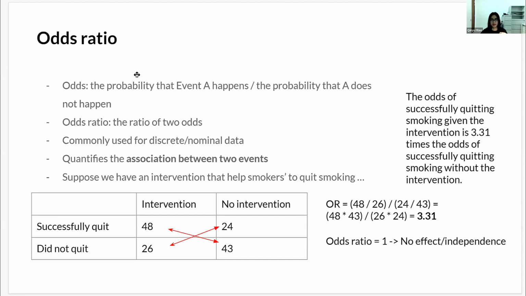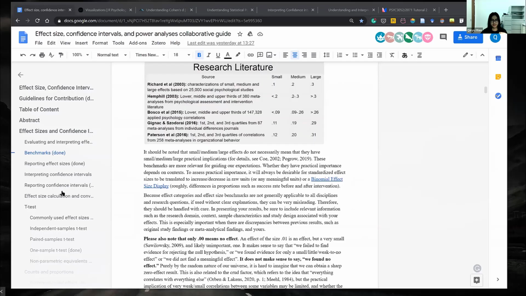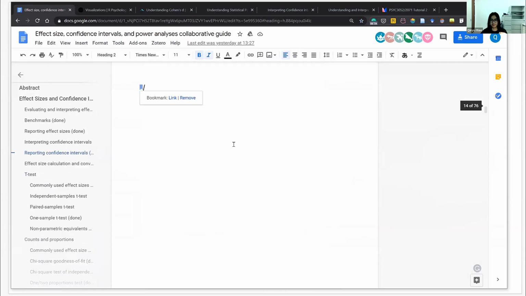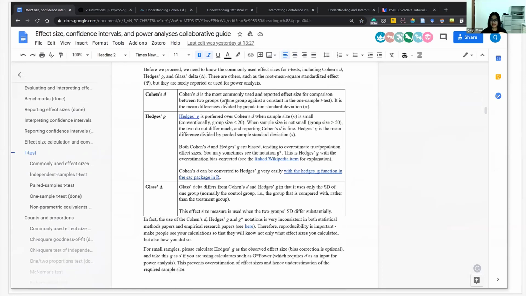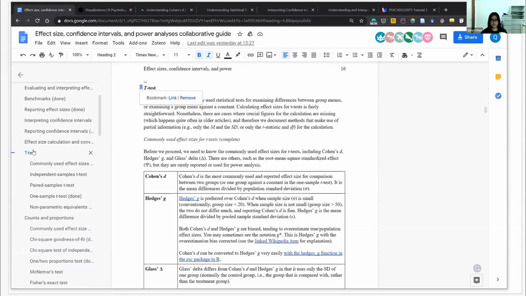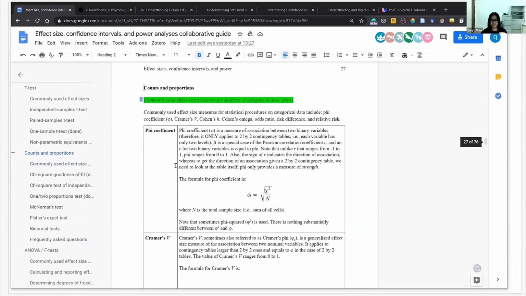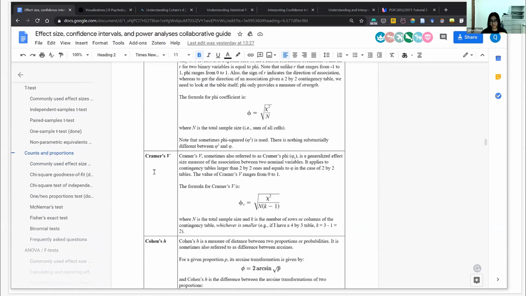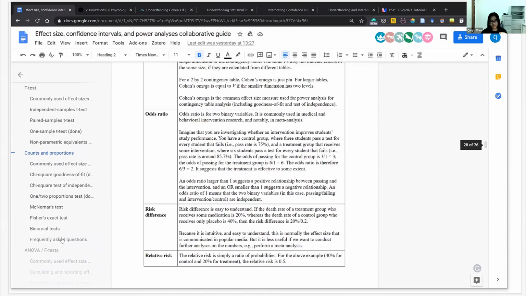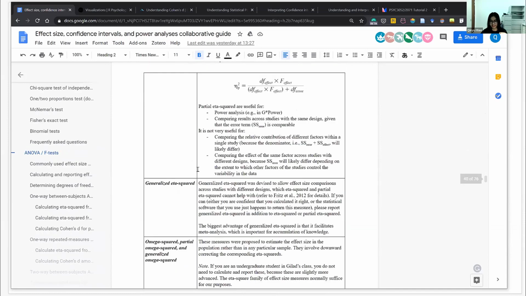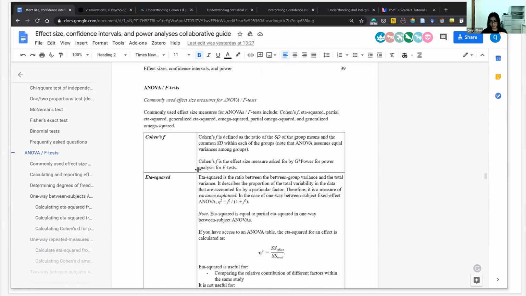So much for standardized effect size measures. There are multiple of them that I don't think we have time to go into in depth, but we have this guide that everyone composed to illustrate what these different standardized effect sizes are. When we compare group differences, we have Cohen's d, Hedges' g, and Glass's delta. When we deal with counts and proportions, discrete or categorical data, we have the phi coefficient, Cohen's h, and many others. And when we do ANOVA, we have some others that are illustrated quite clearly here.